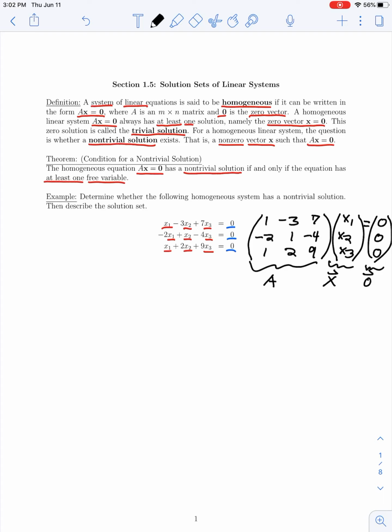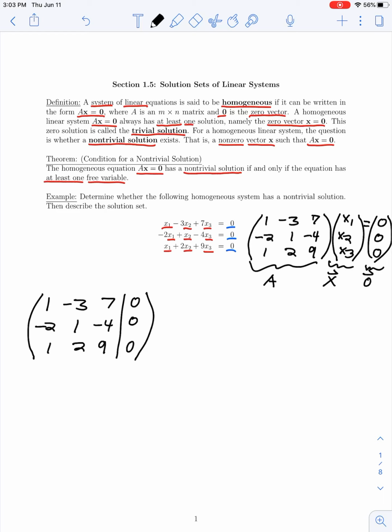So the question is whether we have a non-trivial solution, and the theorem that we just discussed says that the only way we have a non-trivial solution is if we have at least one free variable. Let's go about trying to solve this system by looking at its augmented matrix. Here the augmented matrix for the system is 1, -3, 7; -2, 1, -4; 1, 2, 9, and our vector b, the right-hand side of our equation, is the zero vector.